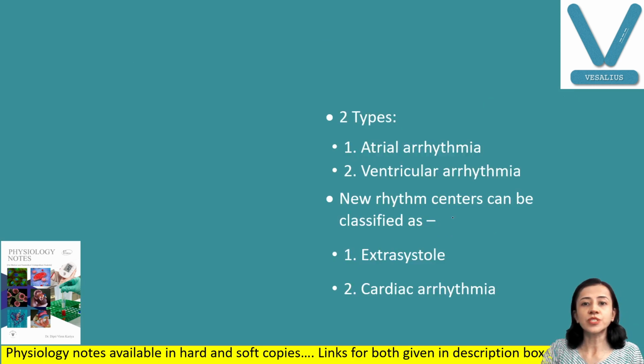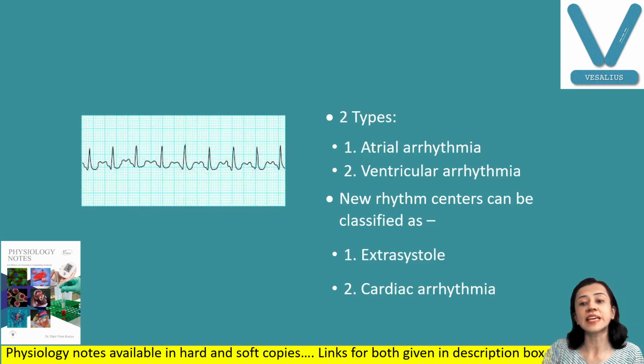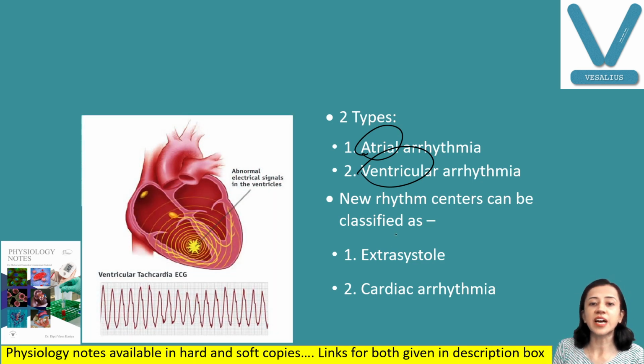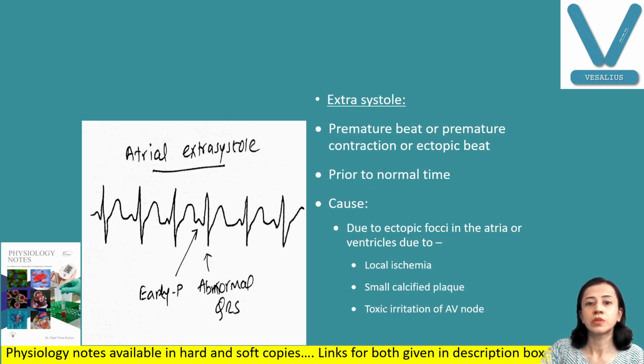Now this arrhythmia is of two types. Number one is atrial arrhythmia, if your ectopic focus is in the atrium, and ventricular arrhythmia if the focus is in the ventricle. As I told you, if it discharges once, it is an extrasystole, meaning only one extra systole. But if the discharge is repeated, then it results in cardiac arrhythmia. Now, starting with the first one, that is extrasystole.